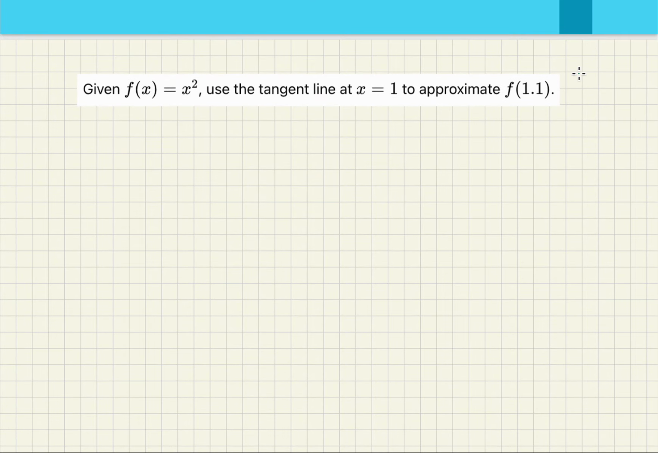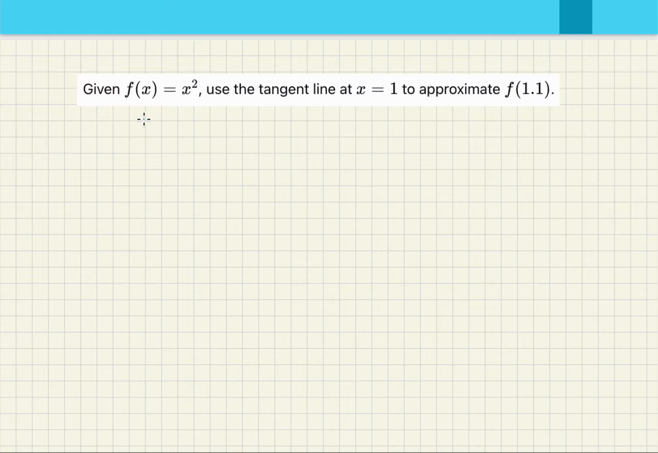Regarding questions, more or less the question will be phrased like this. A function will be given to you, and a tangent line at some value of x will also be given to you. And we will need to find or approximate the value of f at some value of x. In this case, the function given to us is f of x equals x squared, and the tangent line is at x equals 1. What we need to approximate is f at x equals 1.1.